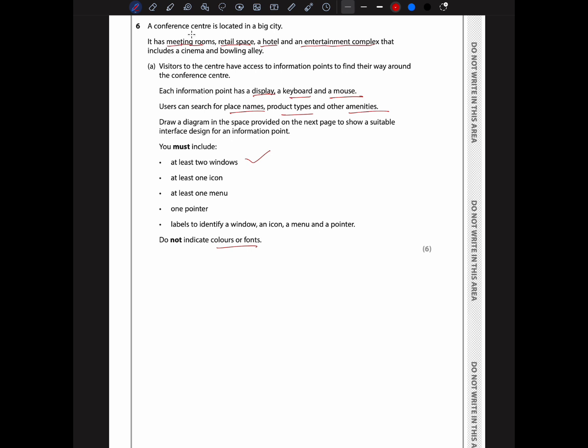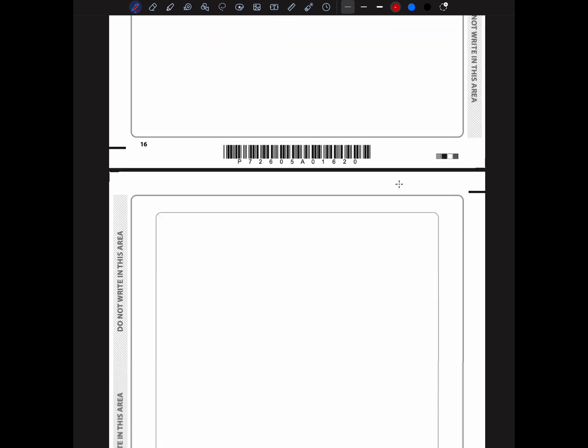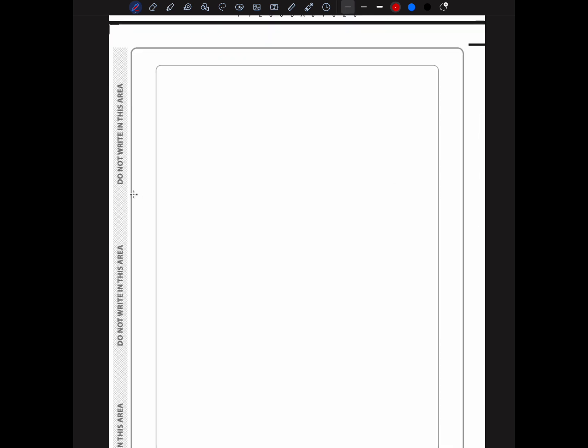From here, it says it has meeting rooms, retail space, a hotel, and an entertainment complex. Because we have to add 2 windows, maybe we can take the meeting rooms and the entertainment as the 2 windows. So how do we draw that? First, we think about the meeting room window and how it will look. We will create a box at first, and here there is a label. The name of that one will be meeting room.